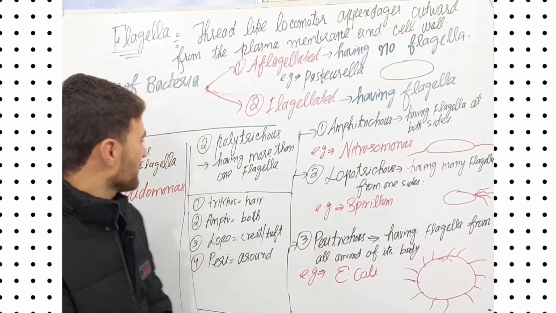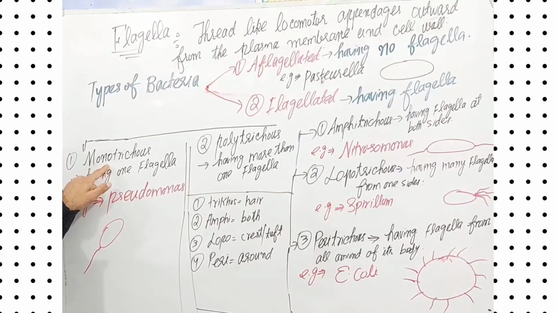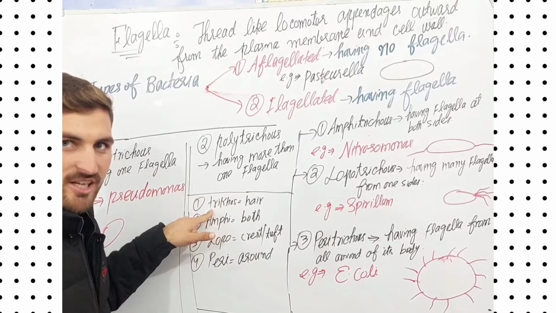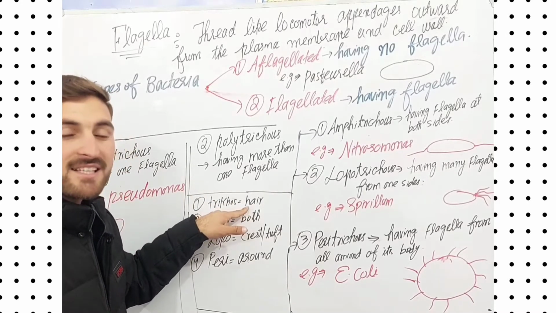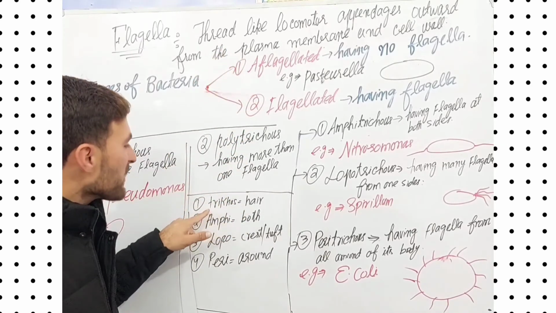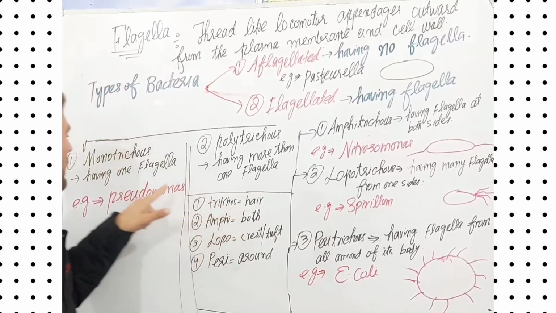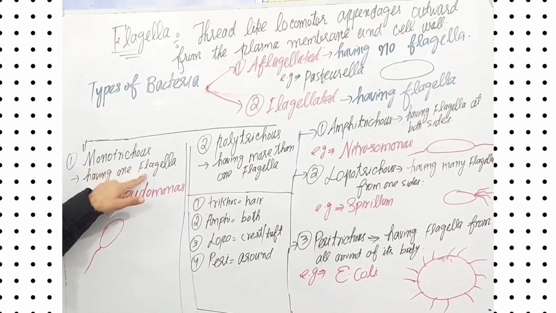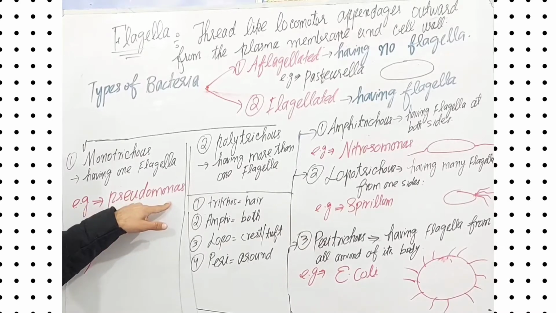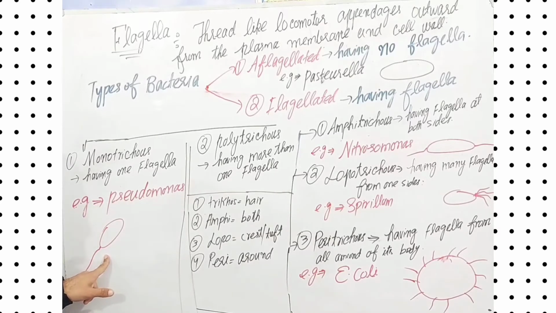What does it mean? Mono is a Greek word, which means one. Tricus means hair, which I have written here. Tricus means hair. Actually the flagella look like thread or hair, that's why we call it hair. So if a bacterium has only one flagellum, we will call that bacterium a Monotricus bacterium. What will be the example? The example will be Pseudomonas, having only one flagellum.